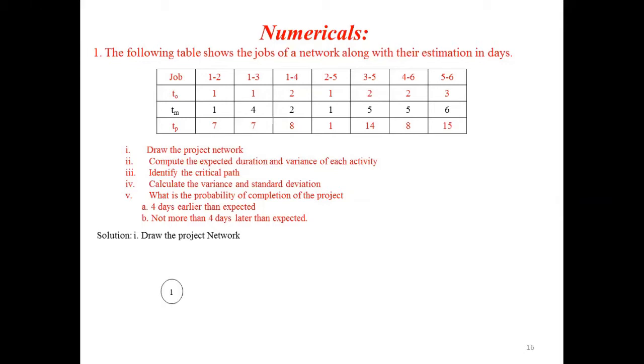Since the first activity given is between 1 and 2, you have to represent node 1, and node 2 you have to draw in front of 1. In front of 1, node 2 you have to construct and draw an arrow mark. This diagram represents the activity between 1 and 2.